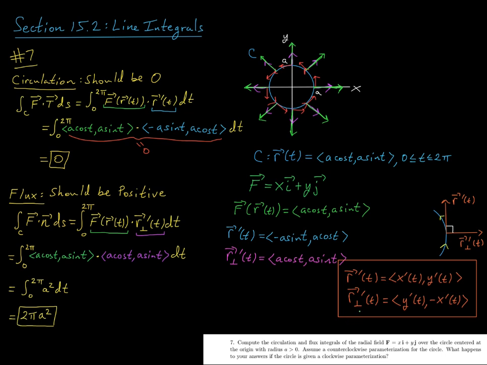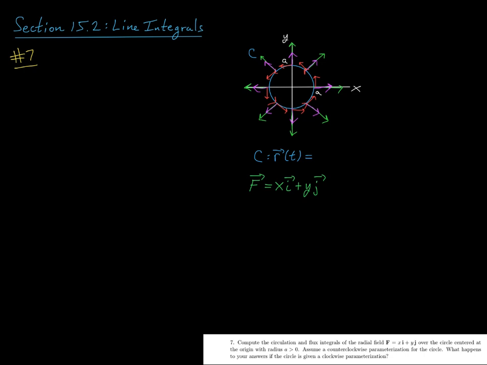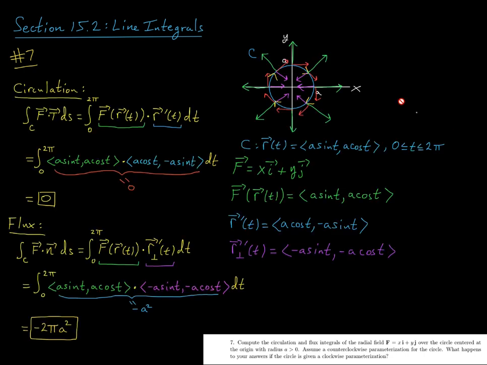Now to finish here, it says what happens to your answers if the circle is given a clockwise parameterization? Well, I've gone ahead and done that. I'm going to take that here. Okay, so I've just done all the steps. So the only change now is I'm going to give this circle a clockwise parameterization. So I'm going to let x equal a sine t and y equal a cosine t. So that's going to start us up at the top of the circle, and then we're going to rotate clockwise, make one trip around in the interval 0 to 2 pi.